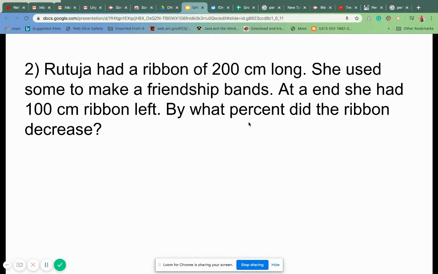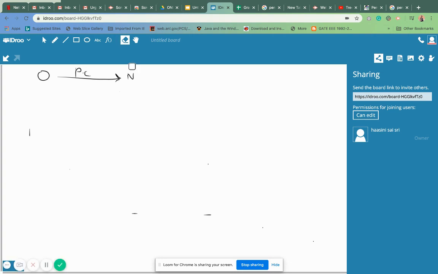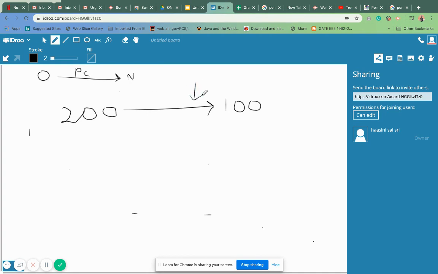Okay. I hope you drew a flow chart in which you will have original amount first. The original amount is 200. It is undergoing some change. Now the new amount is 100. So from 200 centimeter it went to 100 centimeter. There is a decrease. There is a decrease in percentage, right?